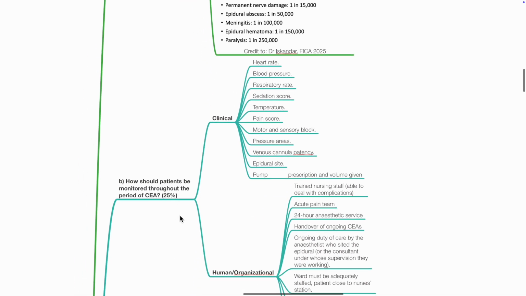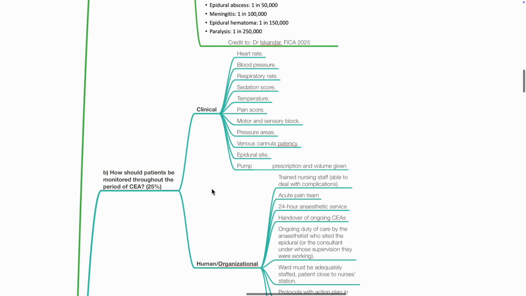B. How should patients be monitored throughout the period of CEA? Monitoring aspects include clinical and organizational. Clinical parameters include heart rate, blood pressure, respiratory rate, sedation score, temperature, pain score, motor and sensory block, pressure areas, venous cannula patency, epidural site, and pump prescription and volume given.